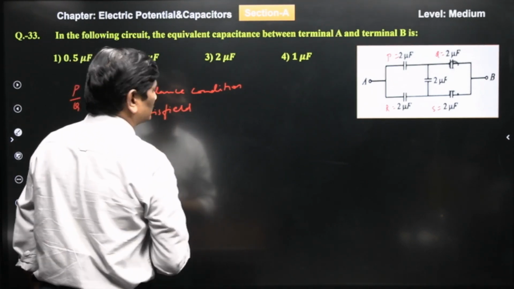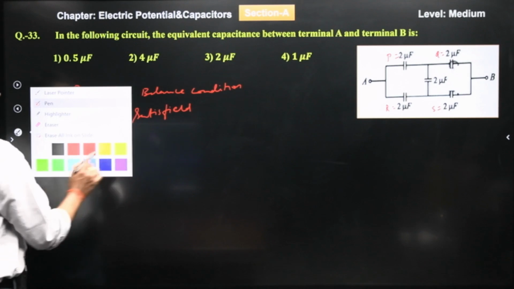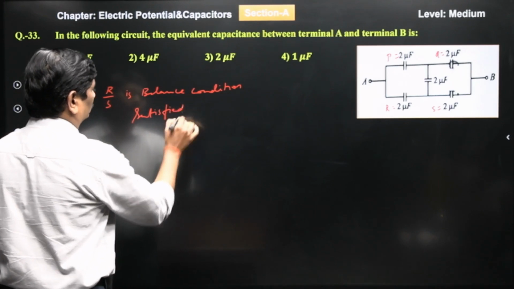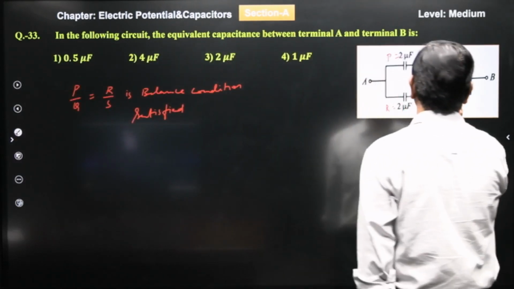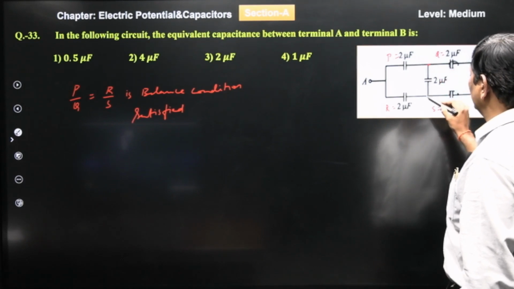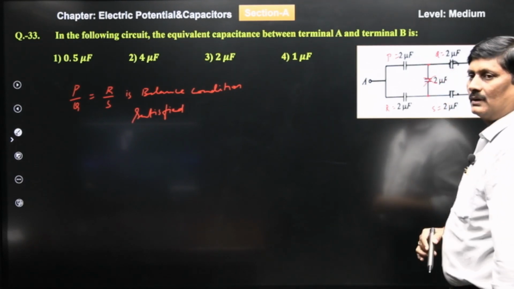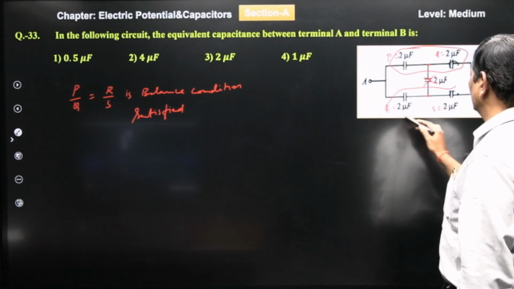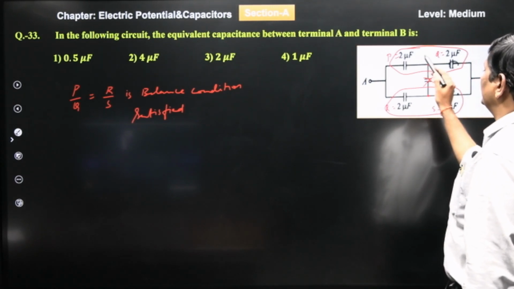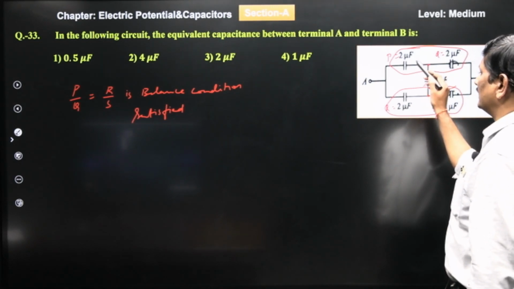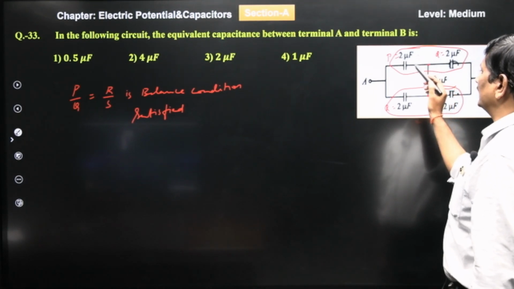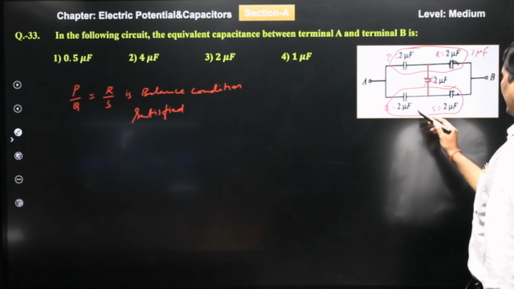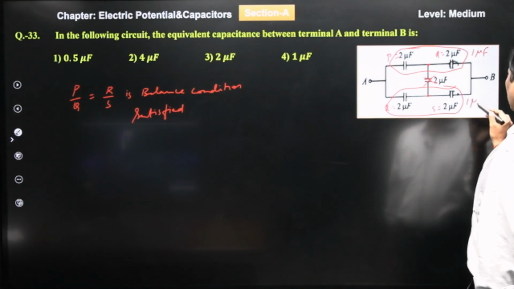When the balance condition is satisfied, we can remove the middle capacitor. When balance is achieved, potential difference across this middle capacitor becomes 0. So, we can remove this. When we remove this, these two are in series and these two are in series. Two identical capacitors in series, C by 2, 2 by 2, you will get 1 microfarad. In the same way, these two identical 2 microfarad each in series, effective 1 microfarad.